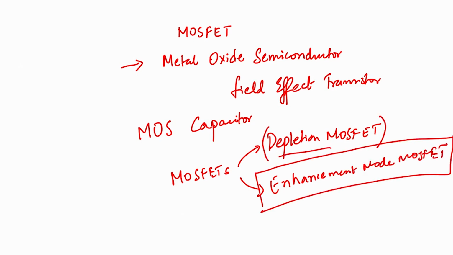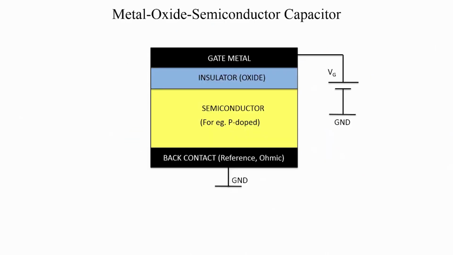The focus of our study is going to be the enhancement mode MOSFET, and before we start this, we will look at the MOS capacitor. So the MOS capacitor has a structure as shown here. You have a gate metal, you have an insulator or an oxide, you have a semiconductor, and you have a contact to the semiconductor.